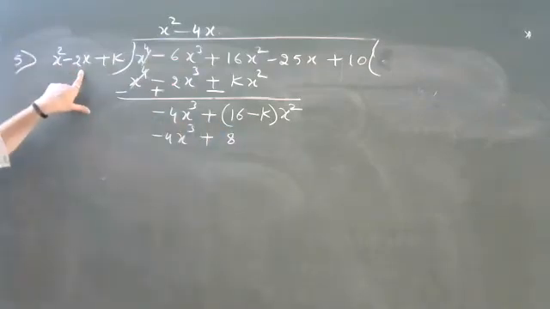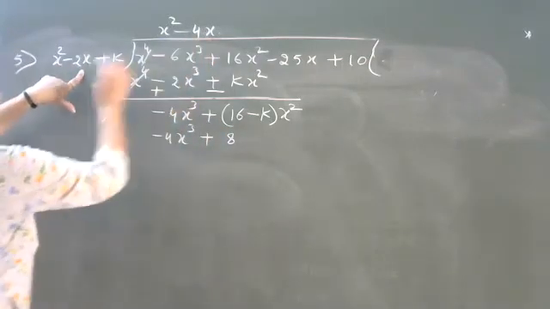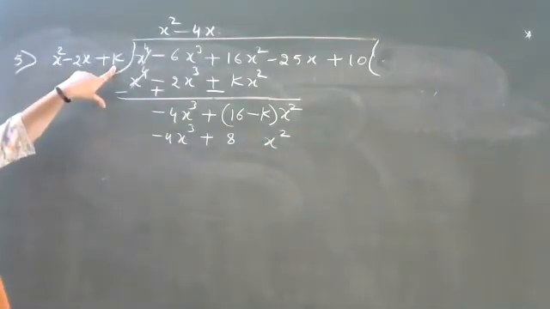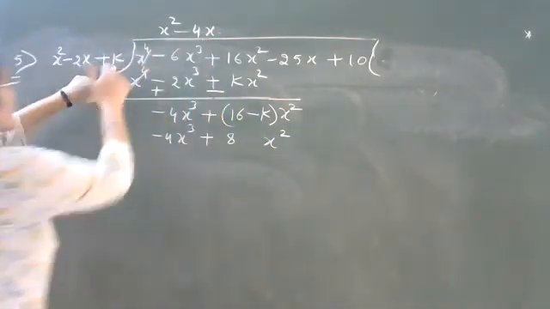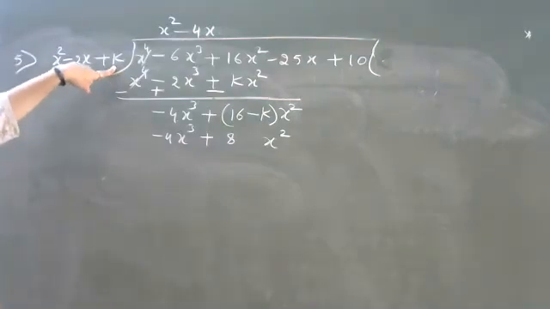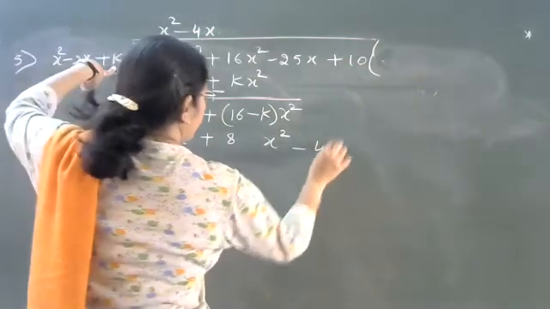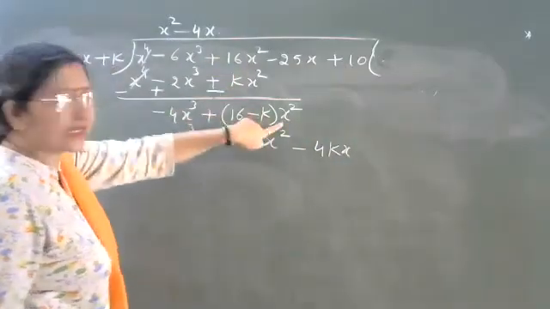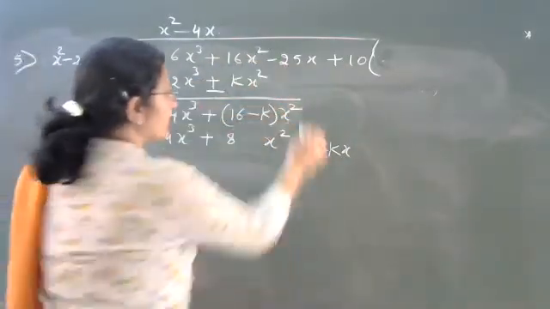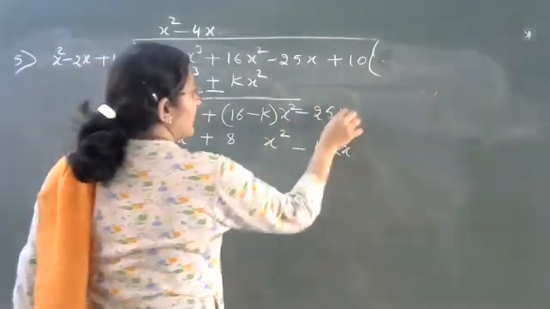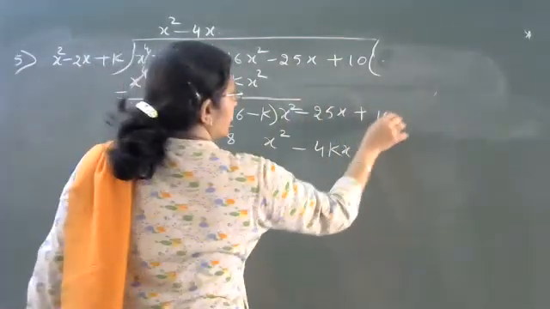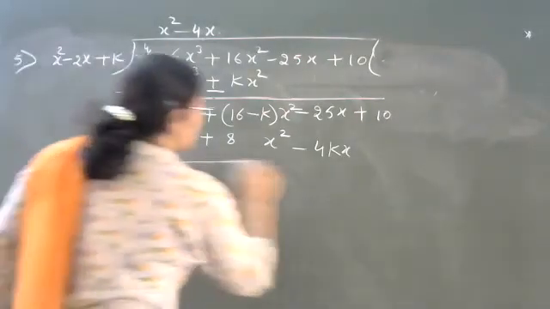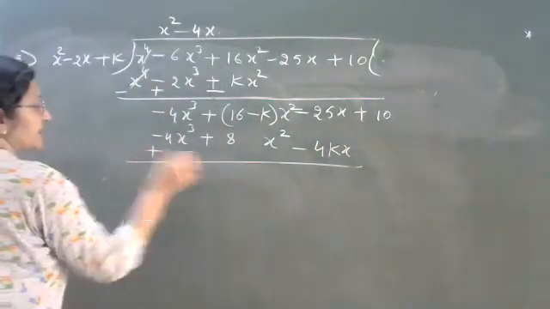साथ में क्या होगा? x into x square plus k into minus 4, it will be minus 4kx. अब यहाँ पे हमने x स्क्वायर तक लिखा था, तो बाकी के नंबर्स को भी हमने नीचे लिख दिया minus 25x plus 10. हमें मिस्टेक ना लगे. ठीक है? लाइक टर्म्स को एक दूसरे के नीचे लिखना होगा. चेंज द साइन.